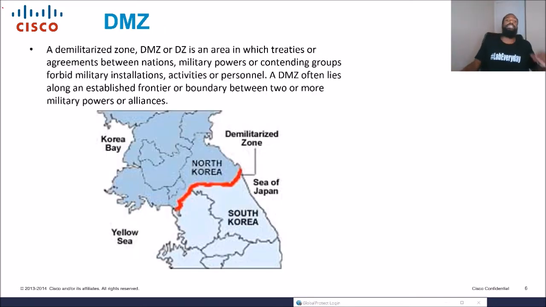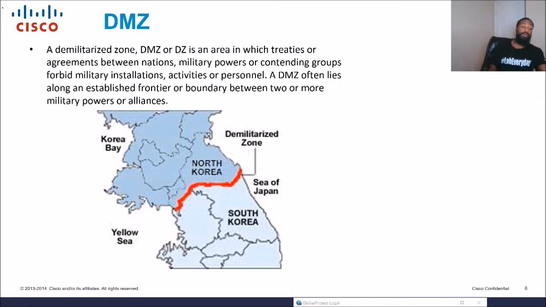So, a DMZ. What is a DMZ? A DMZ is a demilitarized zone, or DZ, an area in which treaties or agreements between nations, military powers, or contending groups forbid military installations, activities, or personnel. Basically, we're saying in this area, we don't want any kind of guns or any kind of fire. Cease fire in this area.